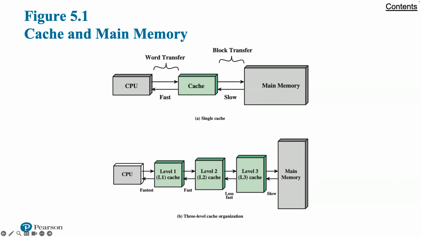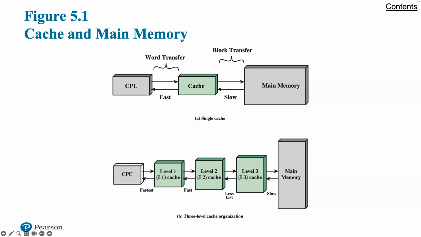When the processor attempts to read a word of memory, a check is made to determine if the word is in the cache. If so, the word is delivered to the processor. If not, a block of main memory consisting of some fixed number of words is read into the cache, and then the word is delivered to the processor. Because of the phenomenon of locality of reference, when a block of data is fetched into the cache to satisfy a single memory reference, it is likely that there will be a future reference to the same memory location or other words in the block.